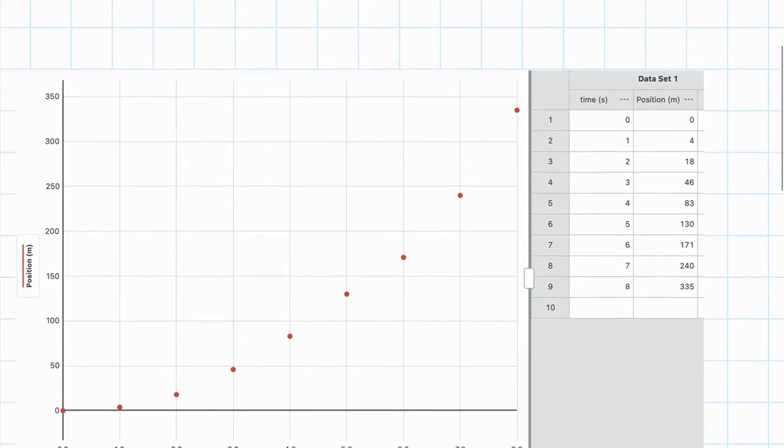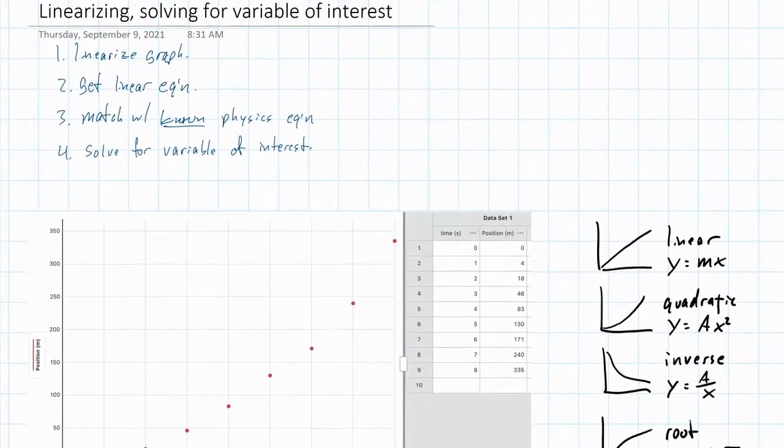So the steps to the whole process are these. First, we've got to linearize the graph. Second, we need to get a linear equation from that graph. Third, this is the jump, match that equation with a known physics equation. There's got to be some physics equation which describes this phenomenon that this data set is revealing. And so we want to determine that known physics equation, and then finally use these two equations in conjunction with each other to solve for a variable of interest, which in our case, for this example, will be gravity.